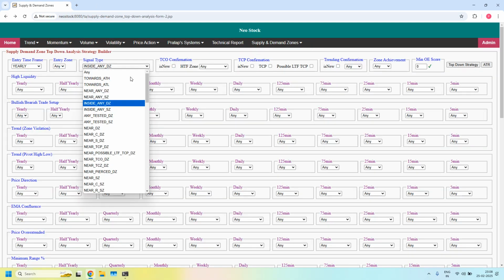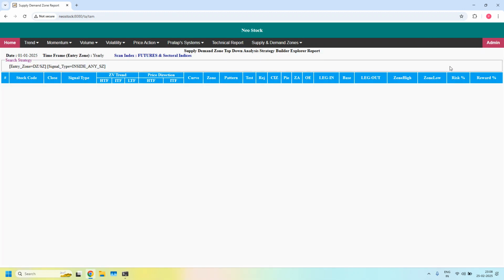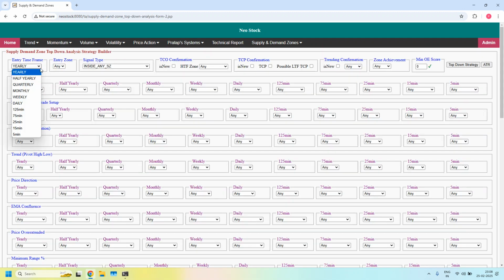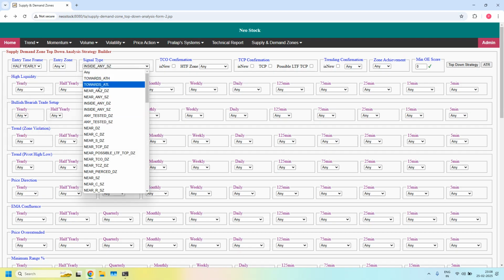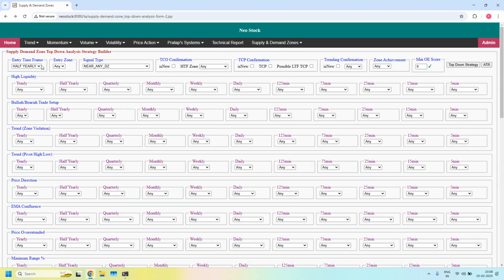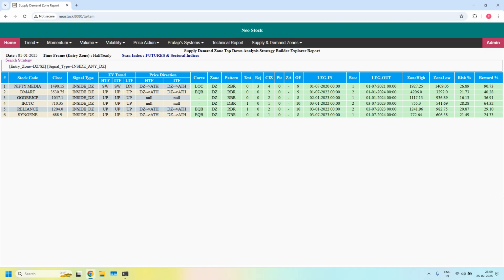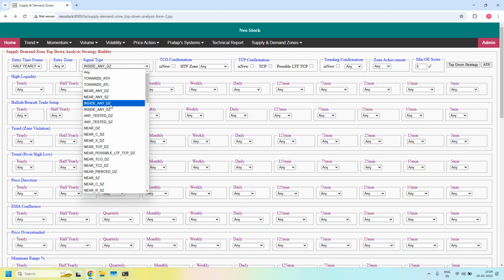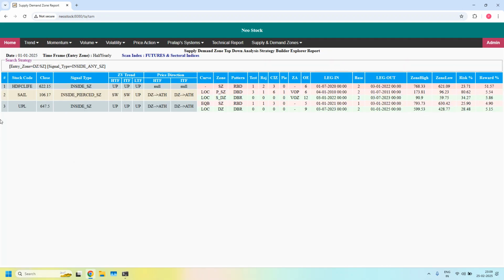Yearly time frame. Price closed inside the yearly supply zone. We don't have any stocks. Next time frame is half yearly. Stocks near half yearly demand zone. We got 4 stocks. Next, half yearly time frame, stocks near half yearly supply zone, no stocks are available. Half yearly time frame, price closed inside the half yearly demand zone, we got 6 stocks. Next, half yearly time frame, price closed inside the half yearly supply zone, we got 3 stocks.